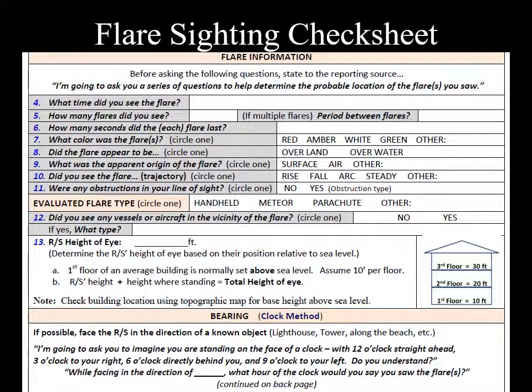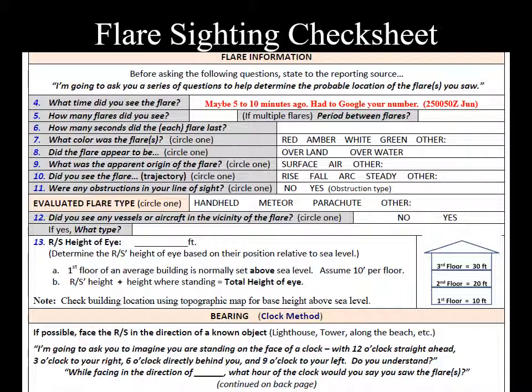Talk to the reporting source. Let them know that you need to ask them a series of questions to better determine where we need to search. A critical question is, at what time did they see the flare? We cannot assume it was just before we got contacted. There could have been a significant delay from when the flare was spotted until they were able to make the report to us. Meanwhile, the source of the flare is likely drifting.